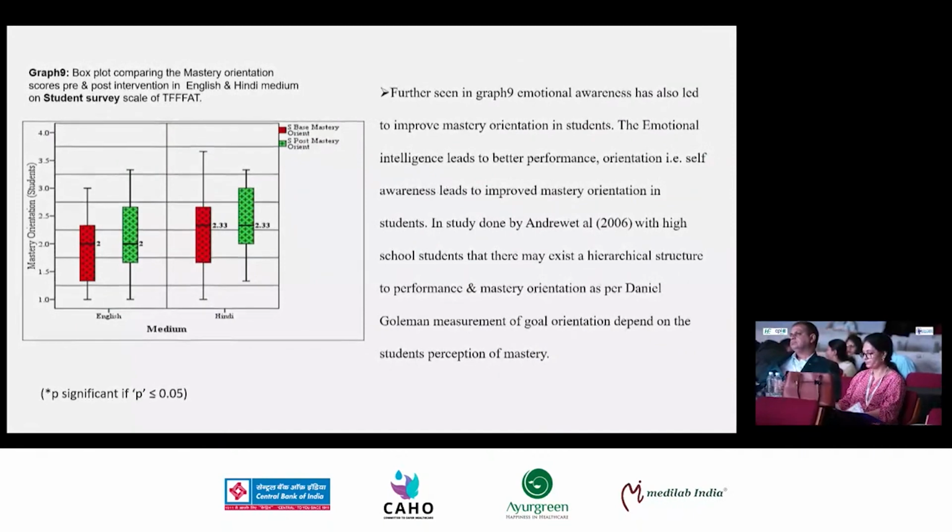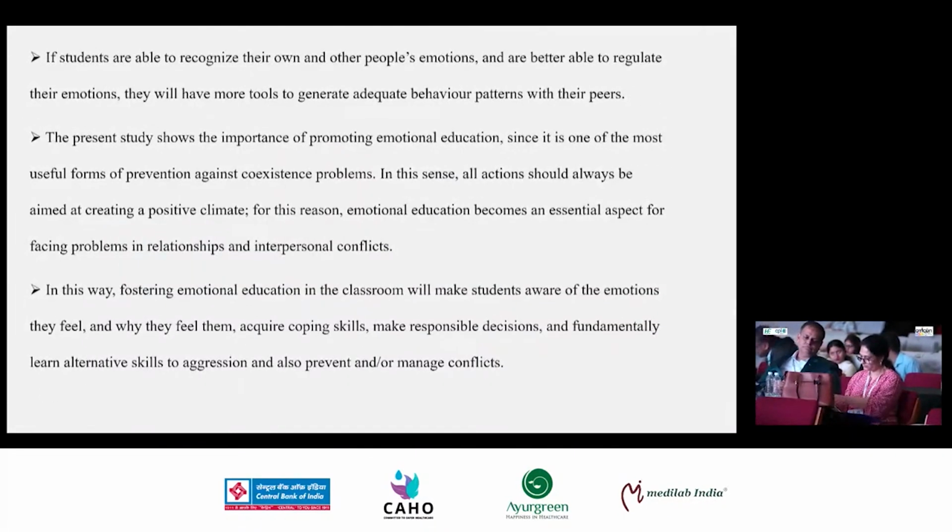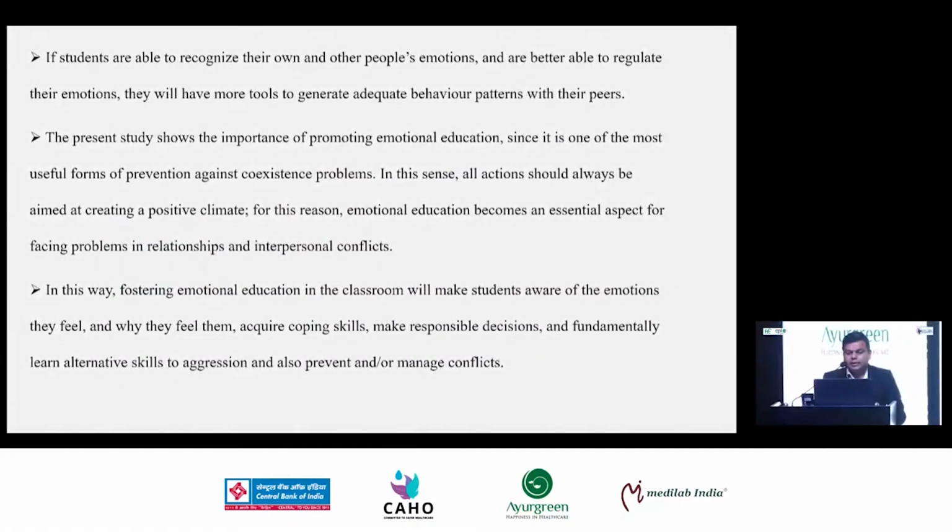with high school students that there may exist a hierarchical structure to performance and mastery orientation. If the students are able to recognize their own and other people's emotions and are better able to regulate their emotions, they will have more tools to generate an advocate behavior pattern with their peers. The present study also shows the importance of promoting emotional education, since it is one of the most useful forms of prevention against the coexisting problem.